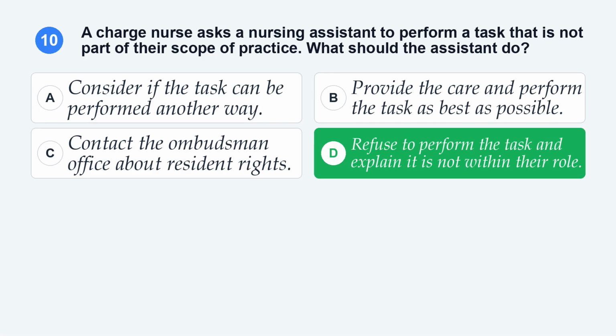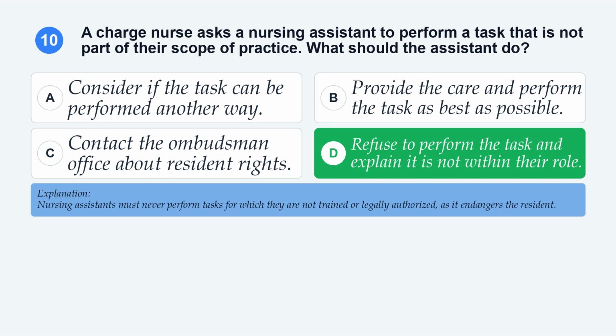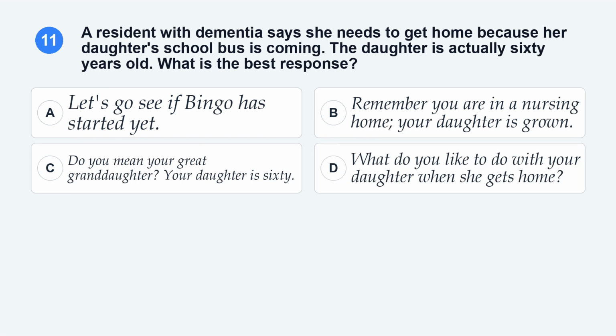The correct answer is option D. Refuse to perform the task and explain it is not within their role. Explanation. Nursing assistants must never perform tasks for which they are not trained or legally authorized, as it endangers the resident. Question 11. A resident with dementia says she needs to get home because her daughter's school bus is coming. The daughter is actually 60 years old. What is the best response?